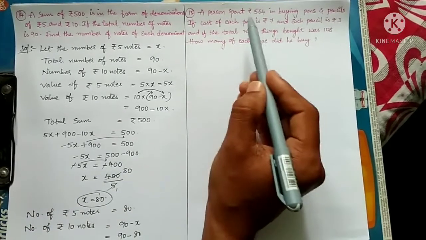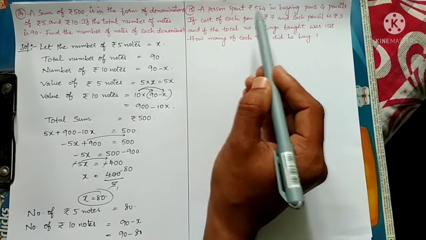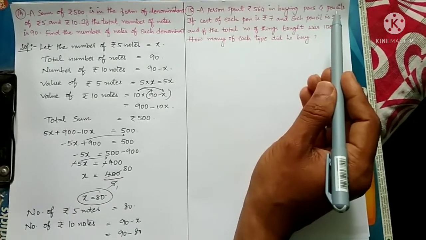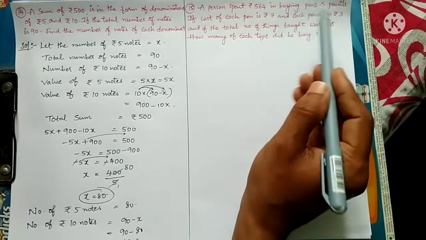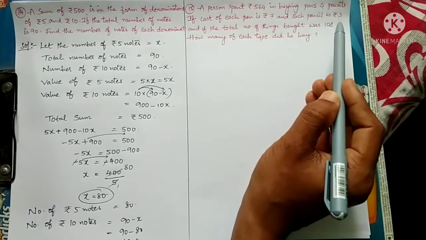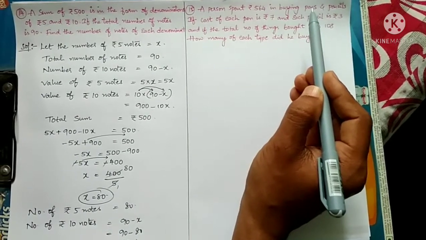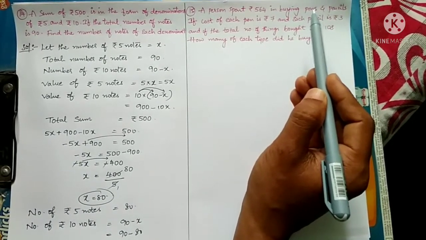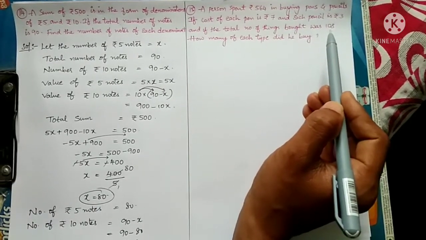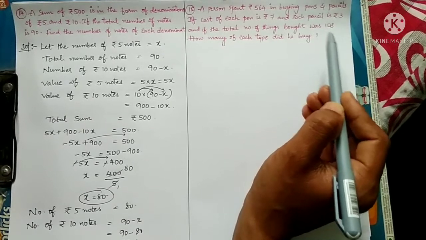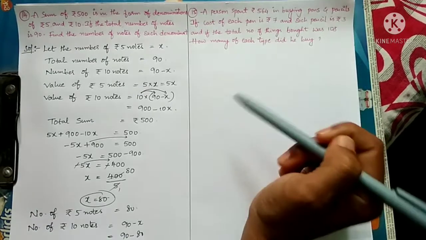So the total amount spent is rupees 564, and with this money he has purchased pens and pencils. Each pen costs rupees 7 and each pencil costs 3. The total number of things he purchased, that means the number of pens and pencils, is 108. In this 108 we have to find the number of pens and the number of pencils.